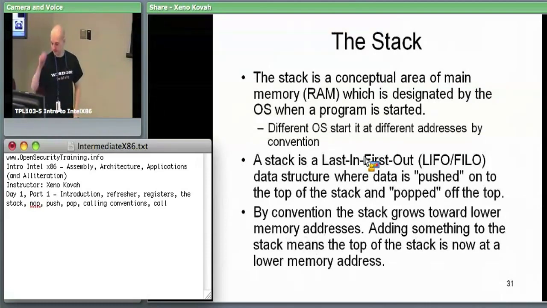All right, good. So now we're going to talk about the stack a bunch. The stack is a conceptual area of RAM. By conceptual area, I mean, one, stack is a certain type of data structure, and two, it can be anywhere in RAM. It's up to the operating system to decide where to put it. When the operating system starts a program, it reserves some chunk of RAM and says, this is where I'm going to put the stack. A stack as a data structure is last in, first out, where data is pushed onto the top of the stack, and then it's popped off the top of the stack before you can get to anything else.